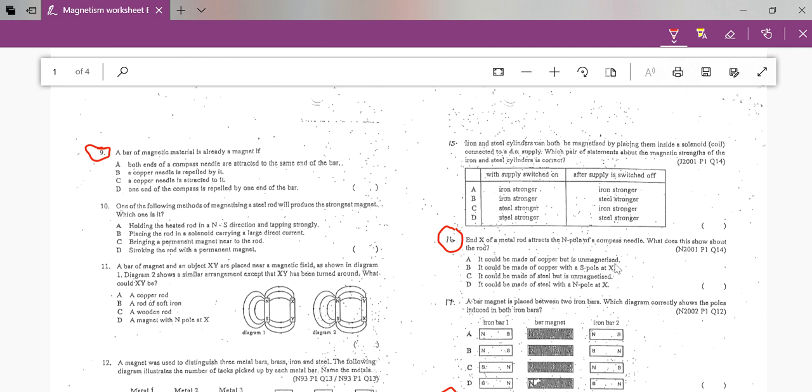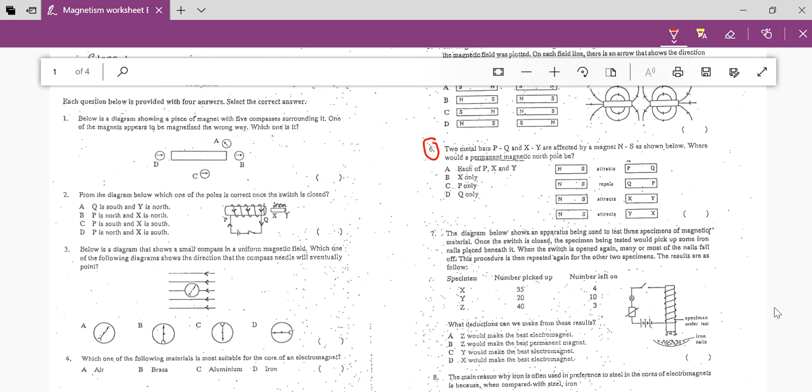I give you a few seconds to try. You can pause the video clip now and try these 3 questions in a minute. I will come back to show the answer. Okay, let's look at question 6. Let's read the question first.